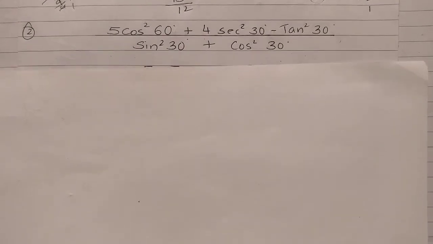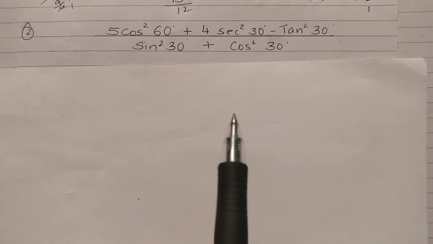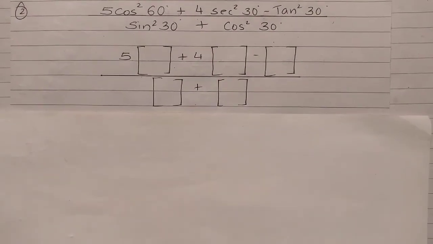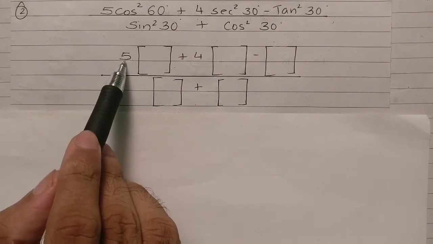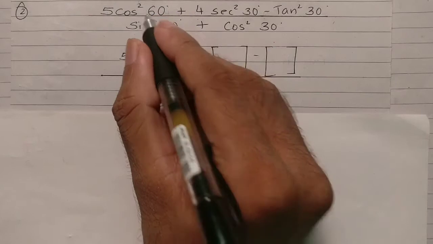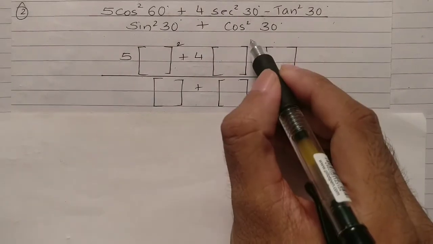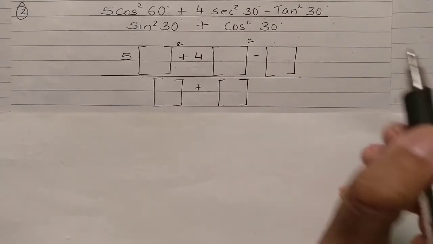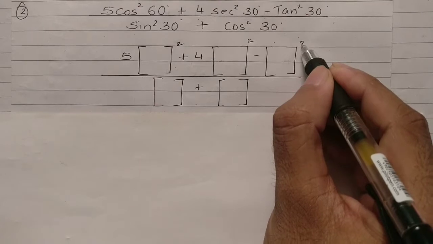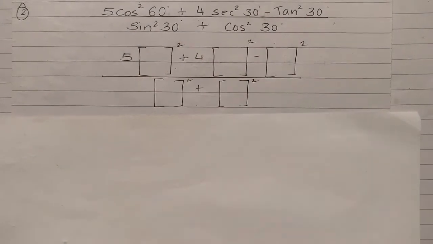Now in this case, there's a numerator and denominator. So I'll do the same thing and put brackets. Whatever there's a number, I'll write it over here, cos square 60, right? So I'll put a bracket. Now since it is a square, I'll put square 4 sec square, okay, and minus tan square 30. Okay, similarly square over here, square over here.